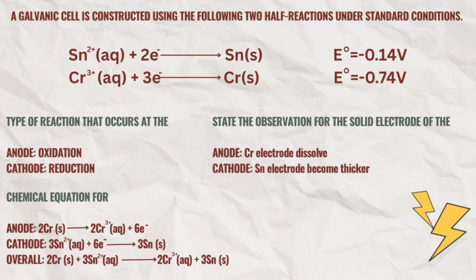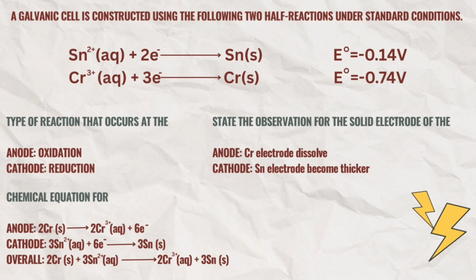At the anode, the chemical equation is 2 solid chromium reacting to form 2 Cr3+ (aq) ions and 6 electrons. At the cathode, the chemical equation is 3 Sn2+ (aq) ions gaining 6 electrons to form 3 solid tin atoms. When both half reactions are combined, the overall chemical equation for the galvanic cell is 2 solid chromium reacting with 3 Sn2+ (aq) ions to produce 2 Cr3+ (aq) ions and 3 solid tin atoms.